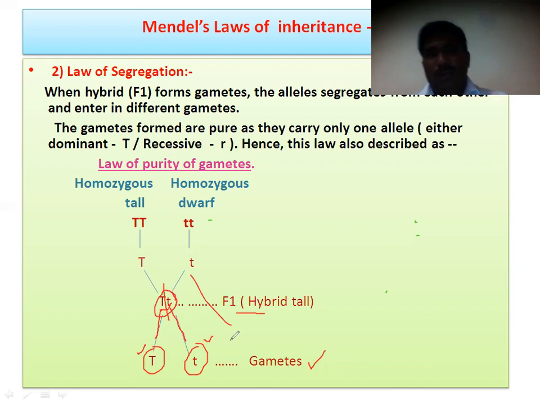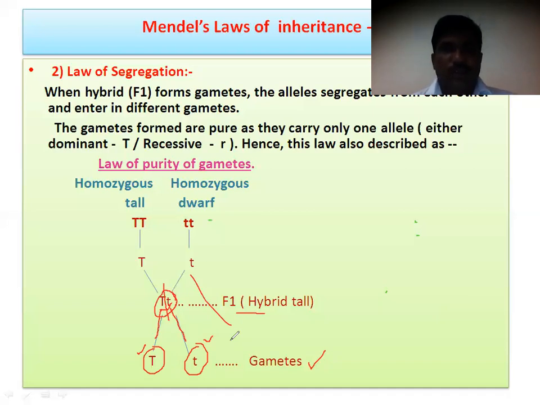So this law states that when a hybrid forms gametes, the alleles segregate from each other and enter into different gametes. Segregate means they get separated from each other and enter into different gametes. The gametes formed are pure and carry only one allele, either dominant or recessive. Therefore, this law is also known as the law of purity of gametes.